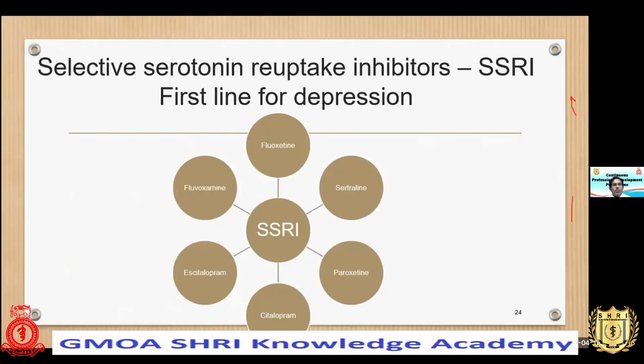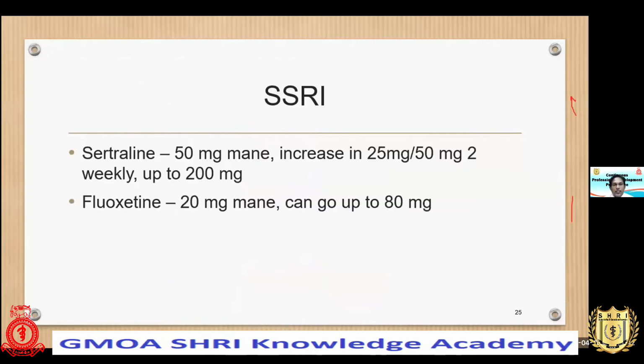In modern days, we use the selective serotonin reuptake inhibitors, SSRIs. You all know there are many medications like fluvoxamine. Fluoxetine is the most common medication used in our country. Sertraline, again a common one. Paroxetine, citalopram, and escitalopram. There are more SSRIs, but these are the most commonly used. Out of these, fluoxetine and sertraline are used the most. SSRI, let's say sertraline, we say it's a fairly safe medication.